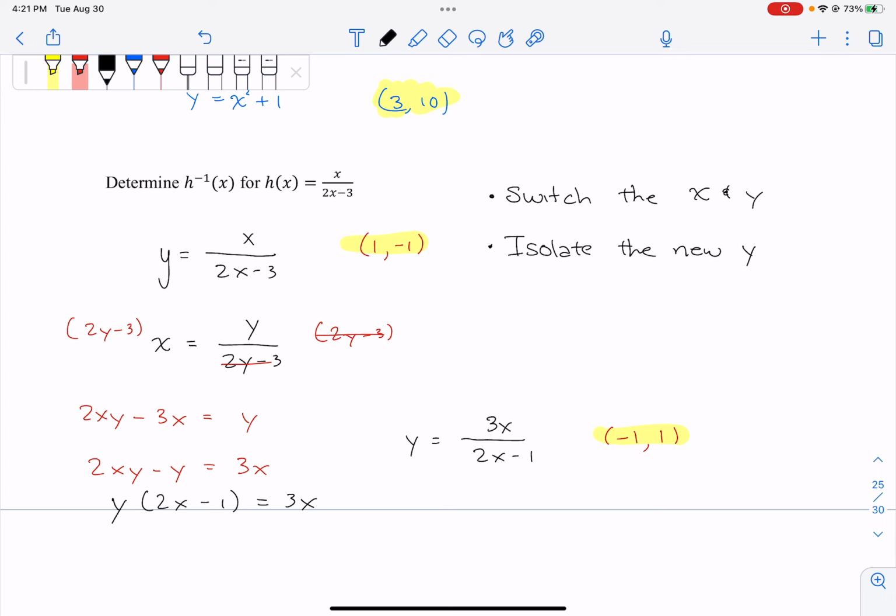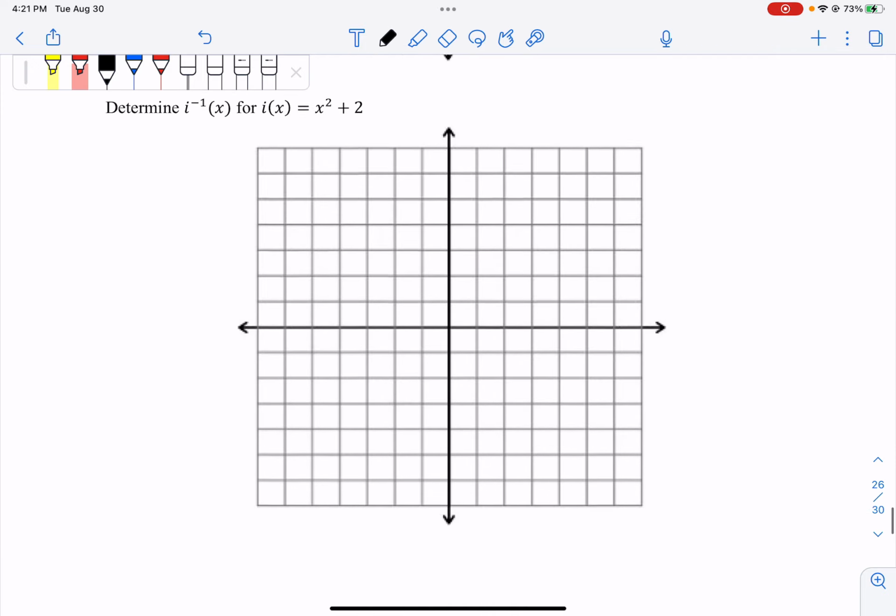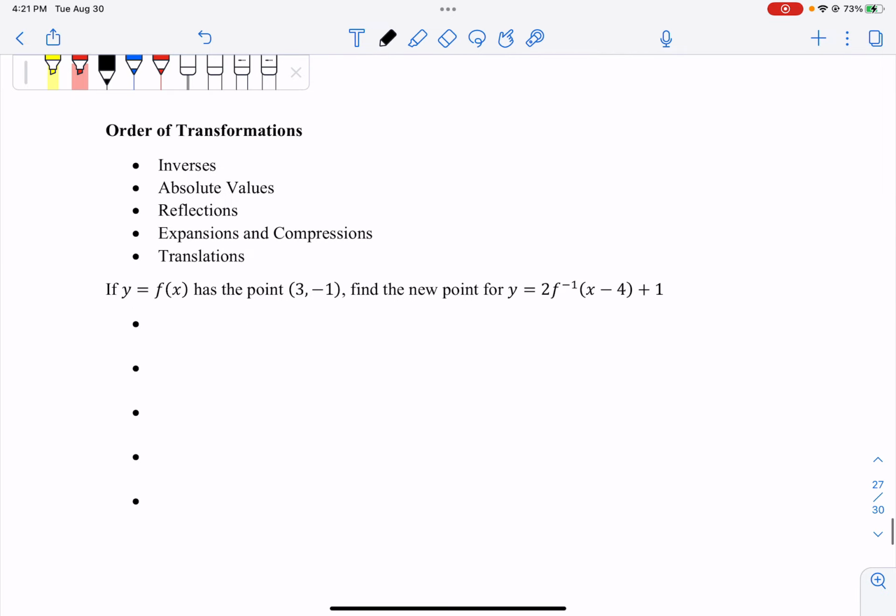So what's important about this is, how does this tie into transformations? This is the order of all the transformations that we have. First is the inverse, then absolute values, which we haven't really touched on and don't really need to right now, reflections, compressions, and expansions, and then finally translations.